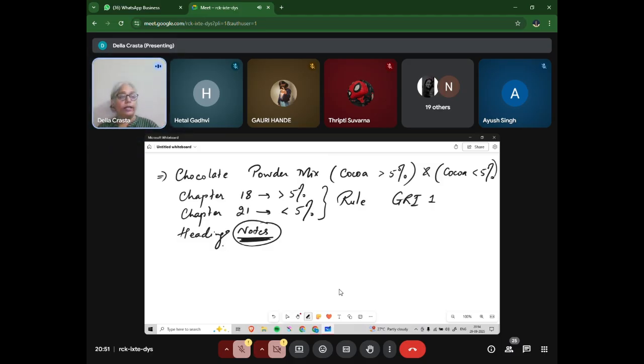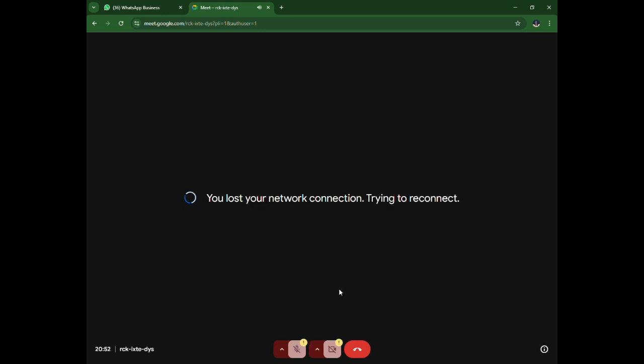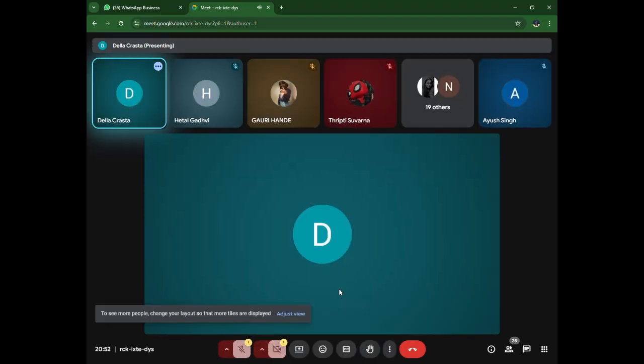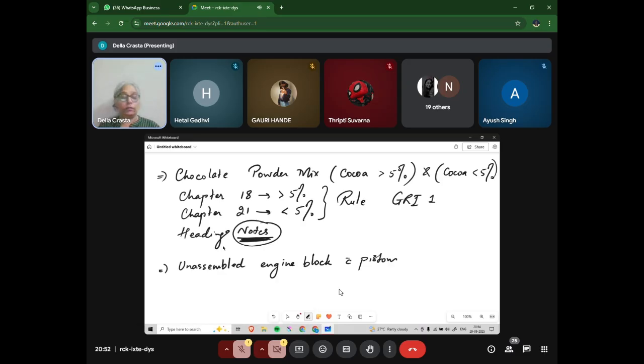Now let us take another proper example. This one, though there was a heading note, not chapter or section note. But let's see. Unassembled engine block with pistons and crankshafts.